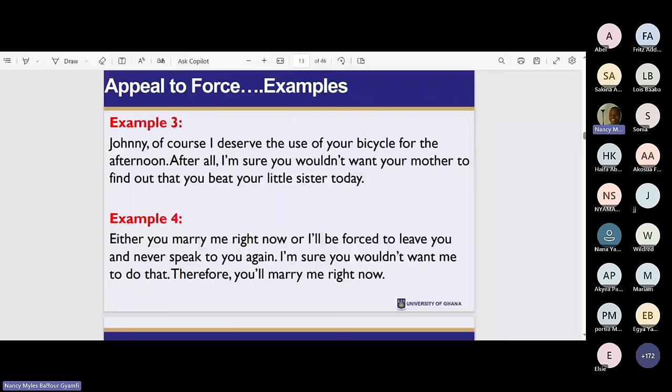Go ahead. Example 4. Okay. Either you marry me right now, or I will be forced to leave you and never speak to you again. I'm sure you wouldn't want to do that. Therefore, you marry me right now.